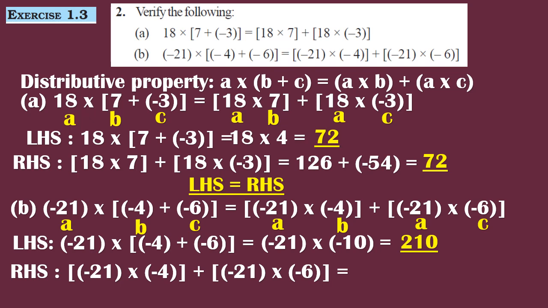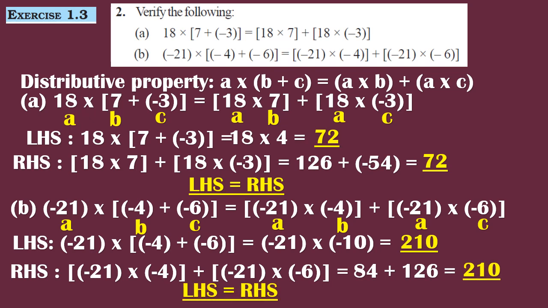So minus 21 into minus 4, negative into negative, it will be positive. Again minus 21 into minus 6, again negative into negative, positive we will get. So 21 into 4 is 84, 21 into 6 is 126. When you add them, you will get 210. Thus LHS equals RHS, verified.